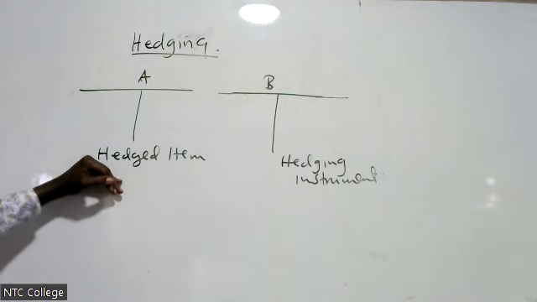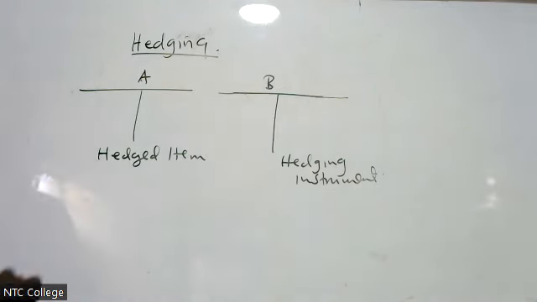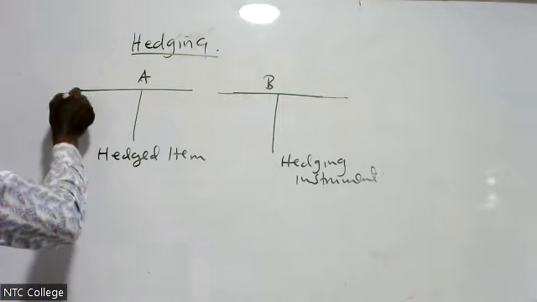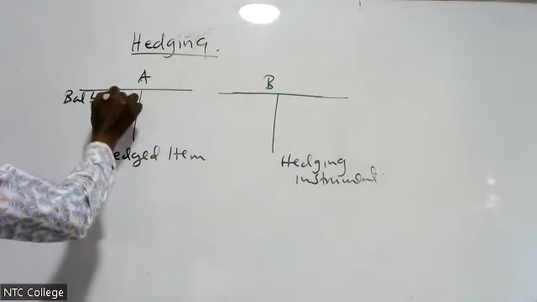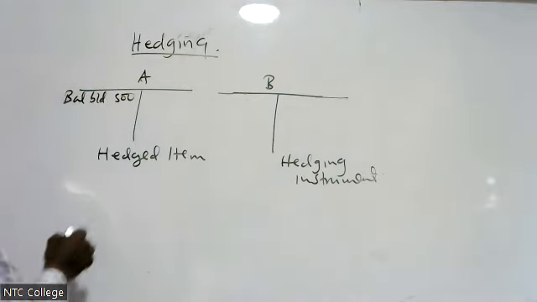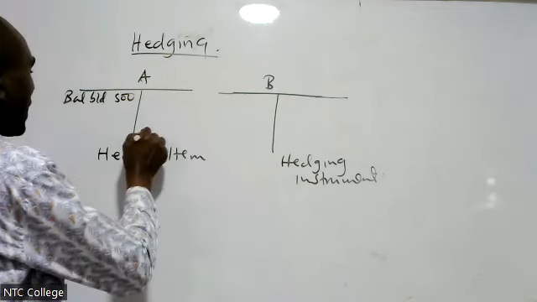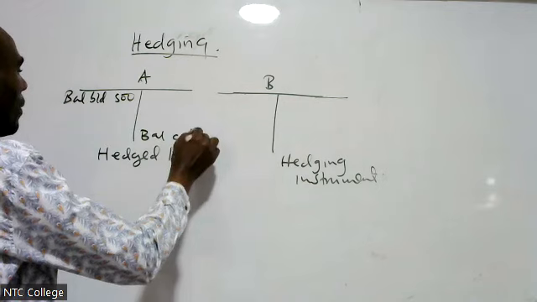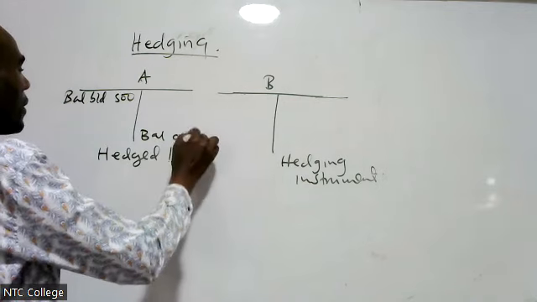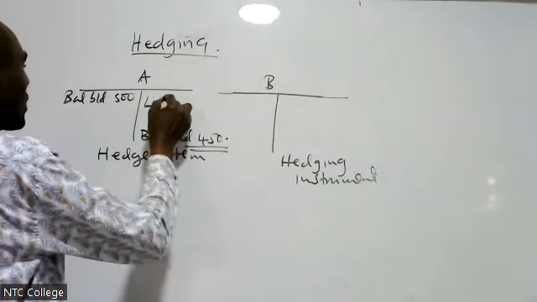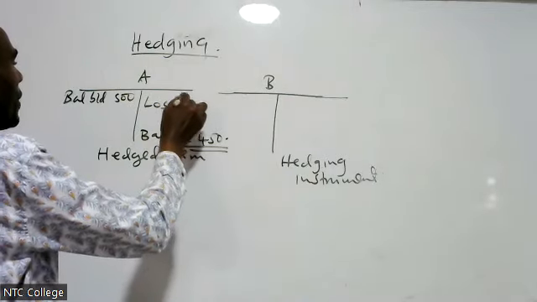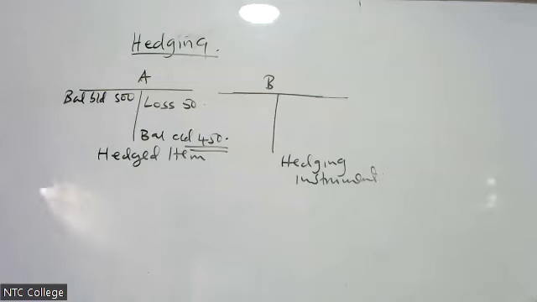Therefore, on my hedged item, I have done investment. My investment here is a balance brought forward of 500. Then at the end of the year, balance carried down, let me say it's 450. It has come to 450, therefore I have reported a loss of 50.